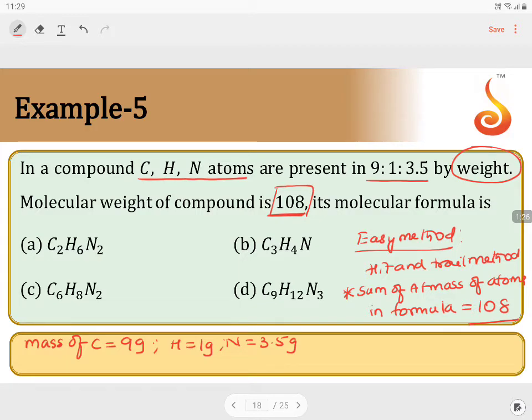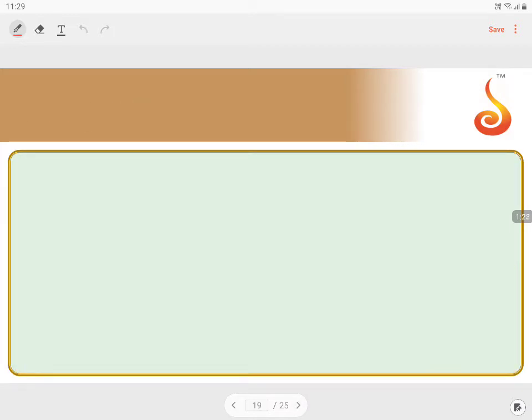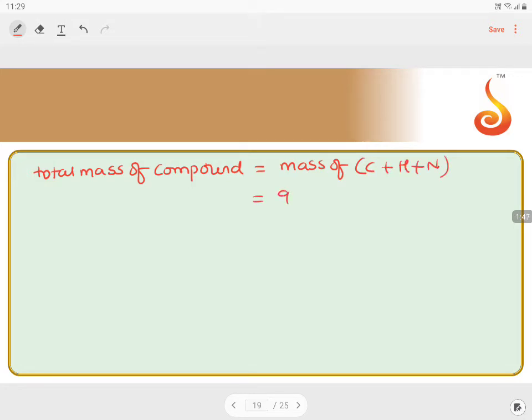Let us approach now with the data provided. How do we get the same answer? If I am taking the total mass of the compound, it is equal to mass of carbon plus hydrogen plus nitrogen, which is equal to 9 plus 1 plus 3.5, which is equal to 13.5 grams.